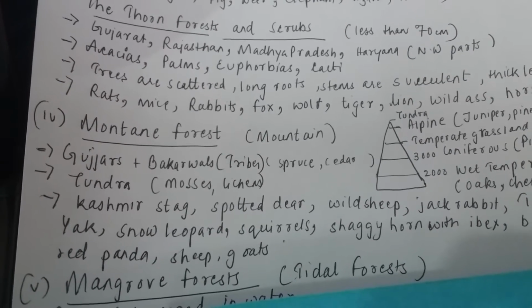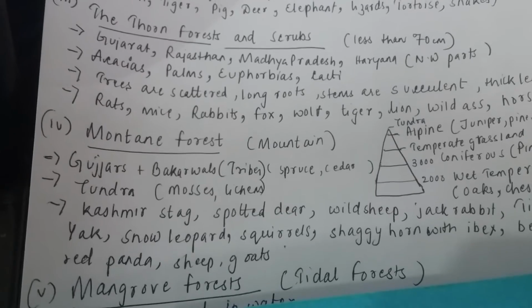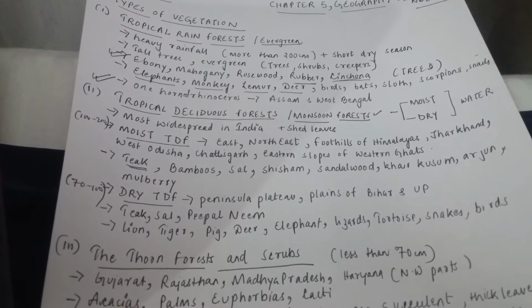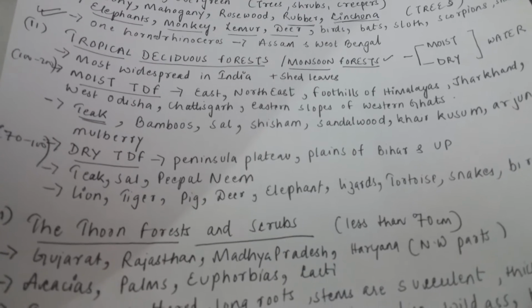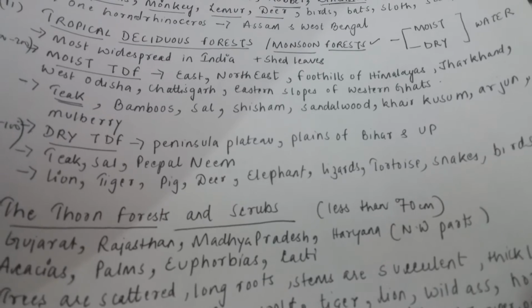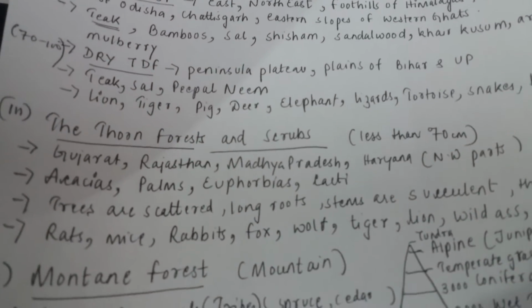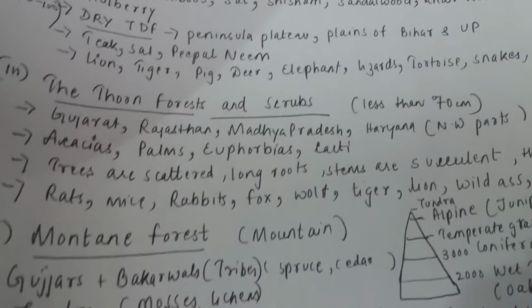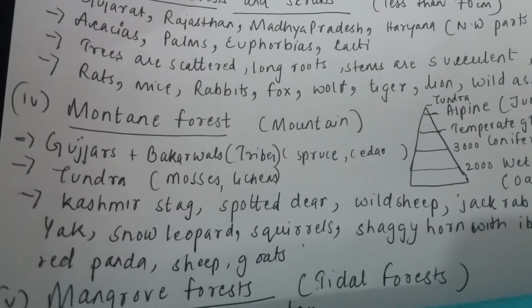So the first type of forest that we did was tropical evergreen forest, which was also known as the tropical rainforest. Then we talked about tropical deciduous forest, which had two types, which is the moist and dry. Third, we talked about the thorn forest and scrubs, which is basically the desert forest. Fourth, we are talking about the montane forest.